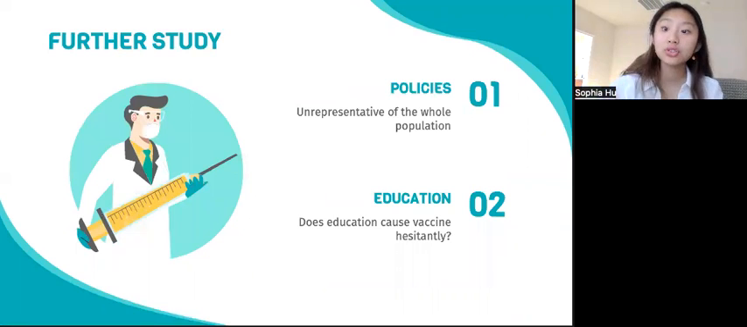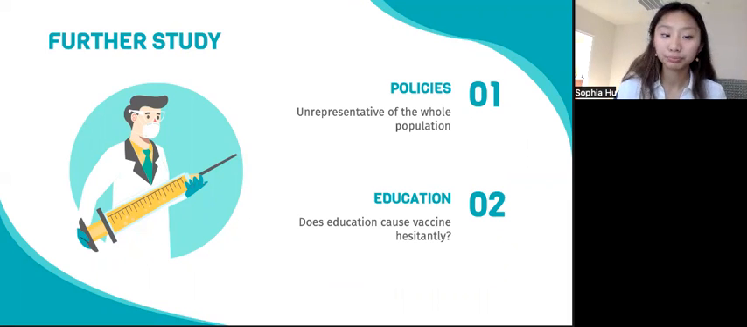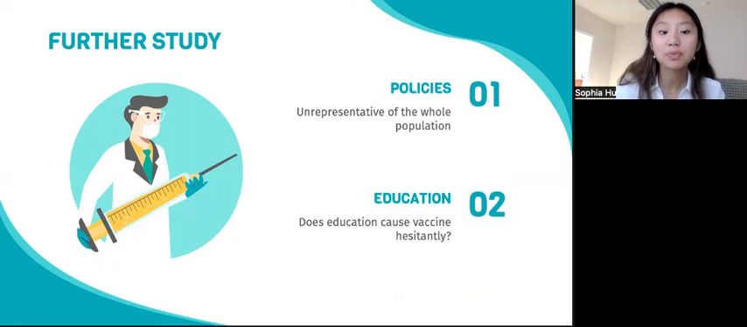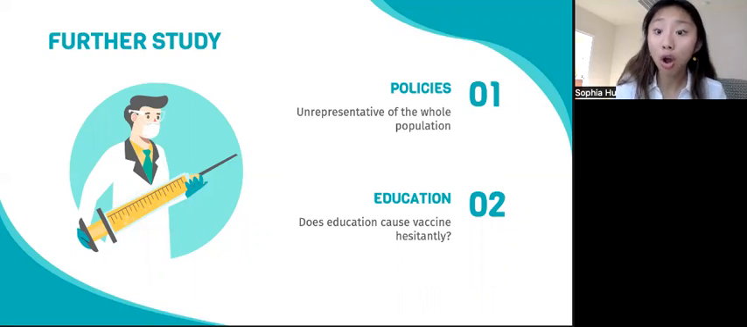If I were to redo the study or do further study, I would possibly explore some of the policy changes that are needed, because as you can see here, it's possibly unrepresentative of the whole population, since there are only correlations for the white population. I would also add another potential socioeconomic factor, education. So does education cause vaccine hesitancy?